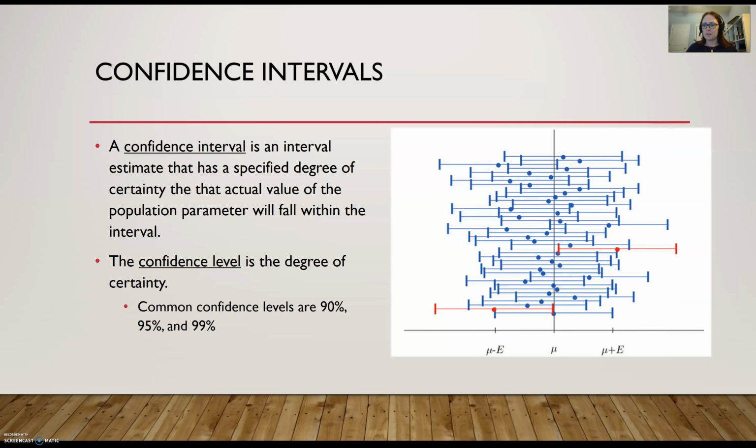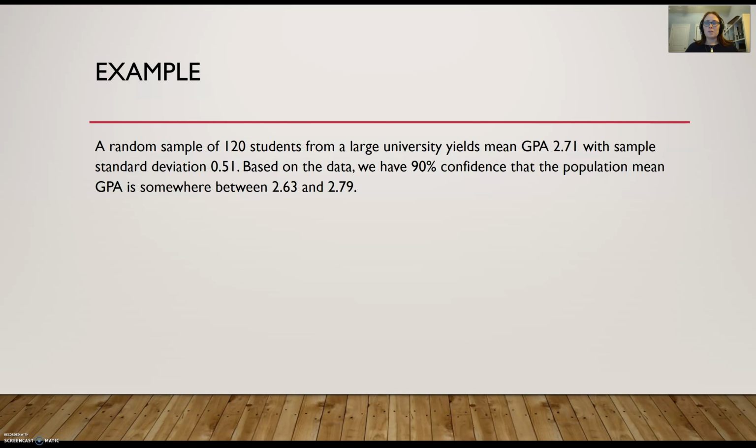Okay, so how do we calculate one of these? Here's an example to give us an idea of all the parts of one of these problems before we actually calculate a confidence interval. A random sample of 120 students from a large university yields a mean GPA of 2.71 with a sample standard deviation of 0.51. Based on this data, we have 90% confidence that the population mean GPA is between 2.63 and 2.79. This is one that's already been calculated. We're just going to pick out all the parts of it.